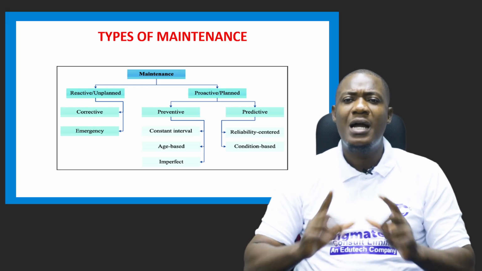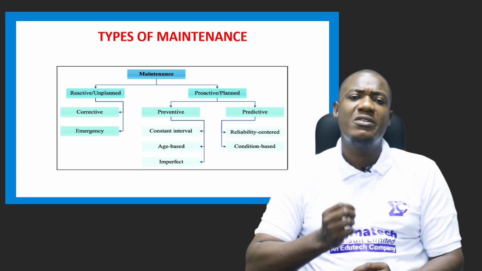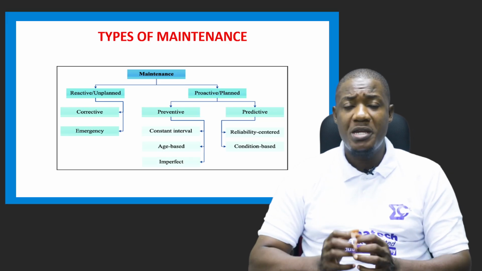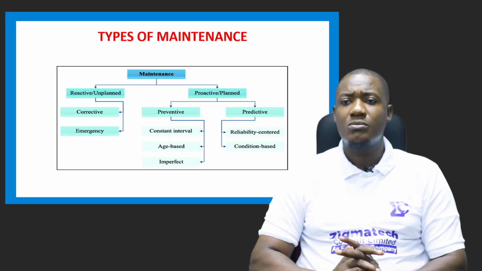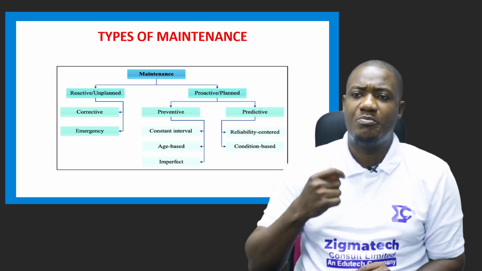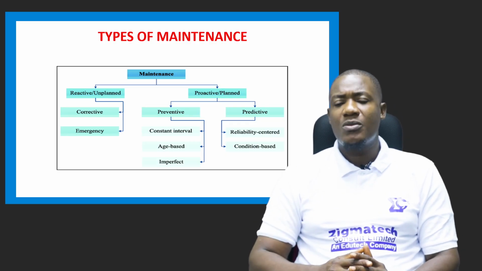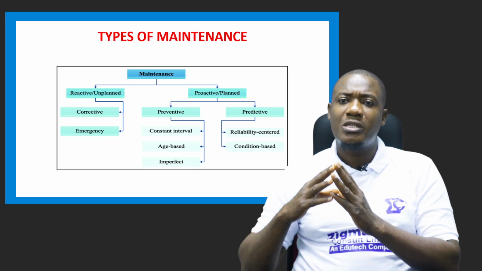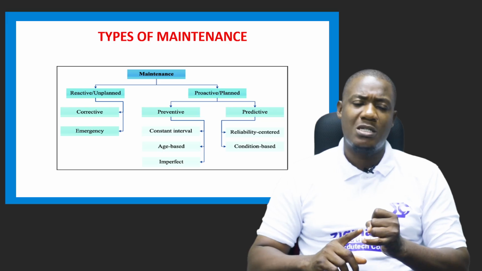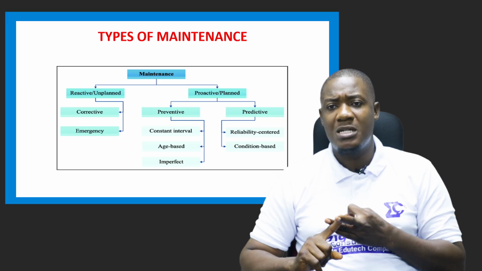So under reactive maintenance, we have corrective maintenance. We're going to talk about them one after the other, what they mean and what they do. Then for planned maintenance, we have preventive maintenance and predictive maintenance. These are the three major types of maintenance: corrective maintenance, preventive maintenance, and predictive maintenance.